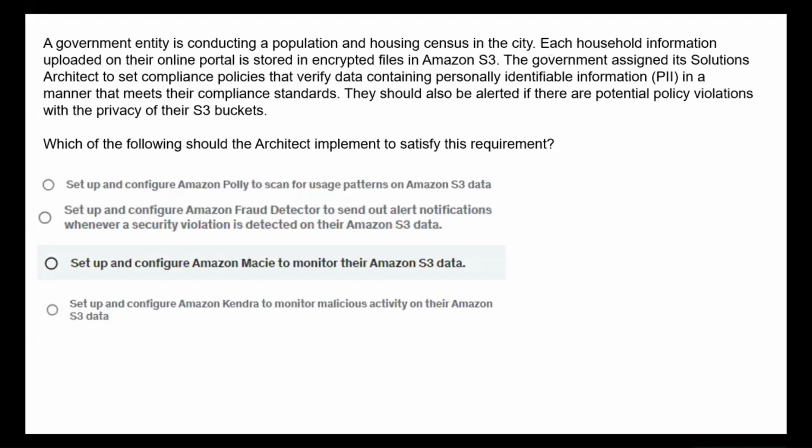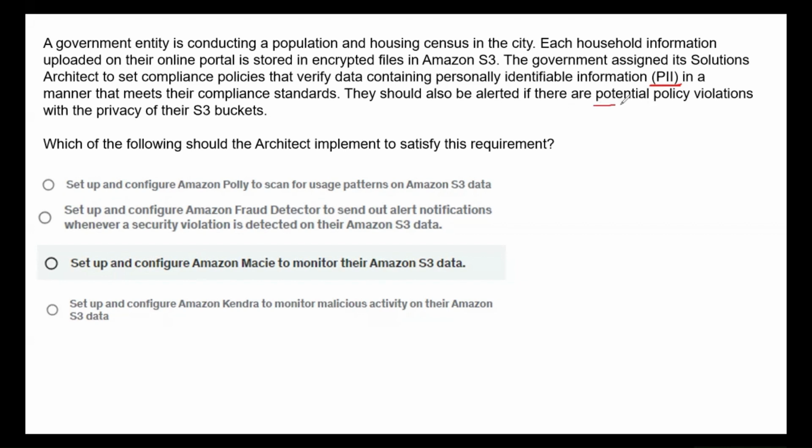A government entity is conducting a population and housing census in the city. Each household information uploaded on their online portal is stored in the encrypted files in S3. The government assigns its solution architect to set compliance policies that verify data containing personally identifiable information. This is a keyword here, right? PII, in a manner that meets their compliance standards. They should also be alerted if there are potential policy violations in the privacy of their S3 buckets.